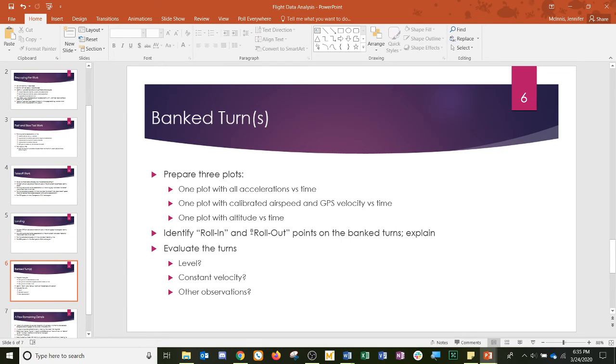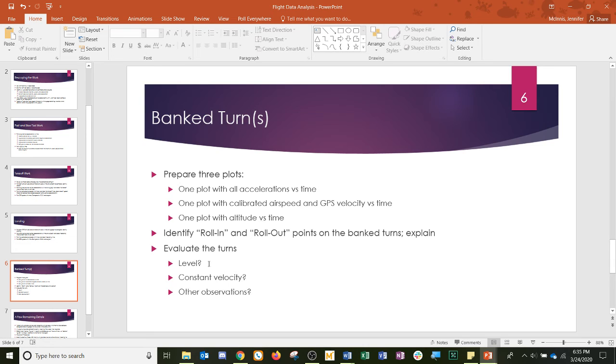For banked turns, I want you to have 3 plots for each turn. We have all accelerations versus time. We have calibrated airspeed and GPS velocity on the same plot versus time, or maybe those are 2 plots if you have trouble getting them on the same plot. And then you have altitude versus time.